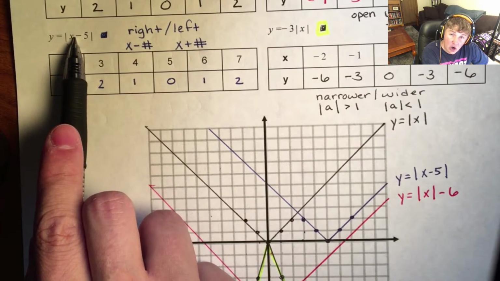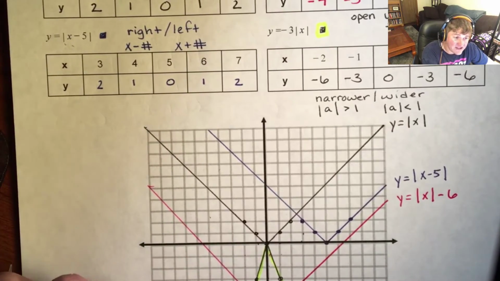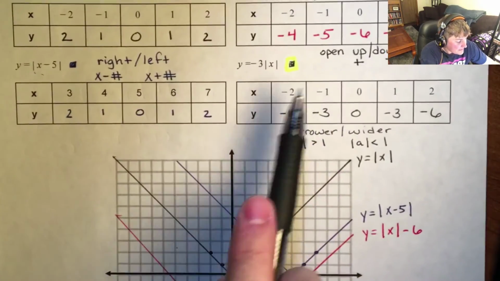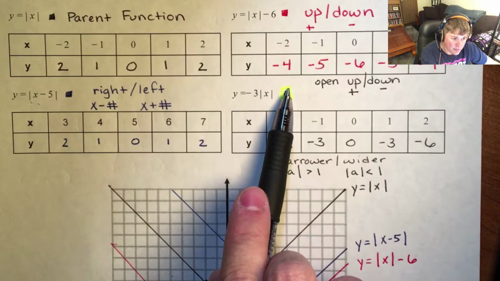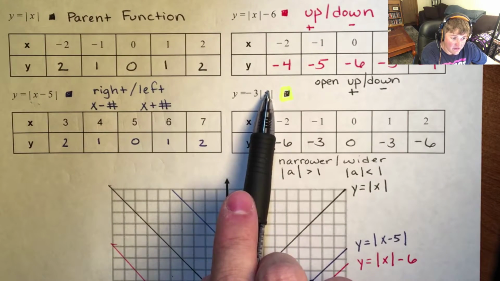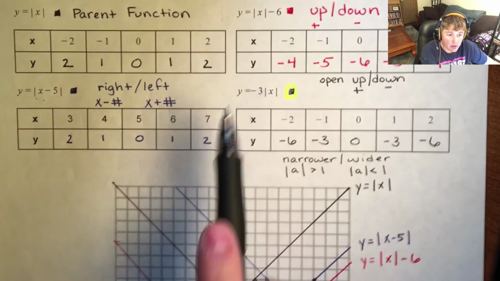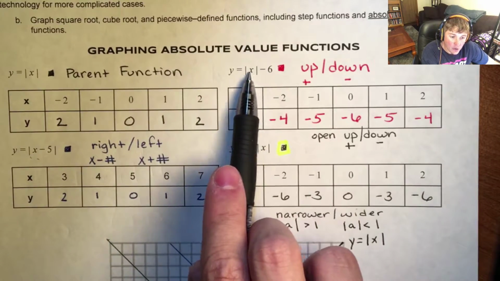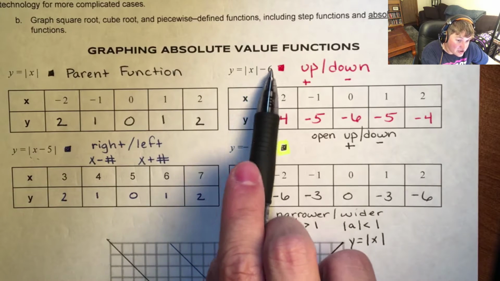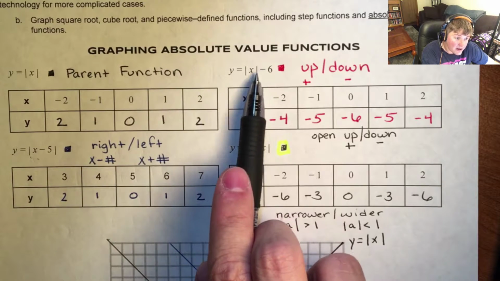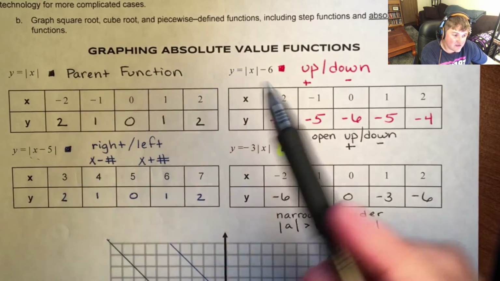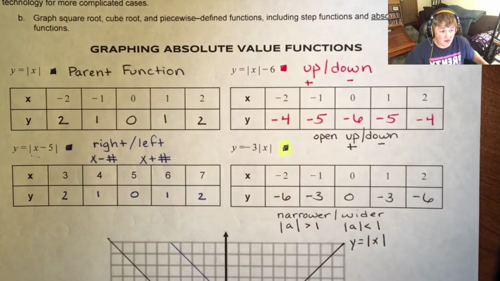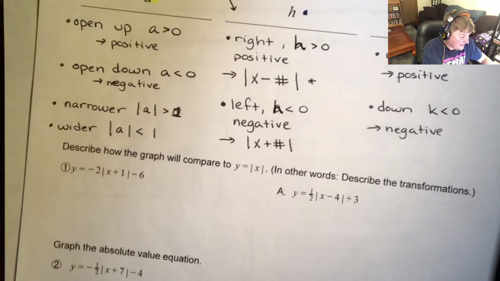And then that gives me a starting point, and then I don't really have to guess and check quite as much. Okay? Same here. There's no number out here, so it's not up or down. There's no number in here, so it's not left or right. I know it's going to start at 0, 0. Here, I know it's not moved to left or right, but I do know it's shifted down 6, so I know my graph is going to start at 0, -6. It's just going to move down 6. So this is very helpful to us, and we're going to see that here in a minute.